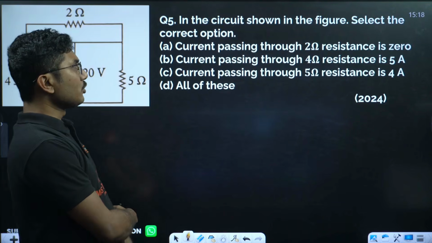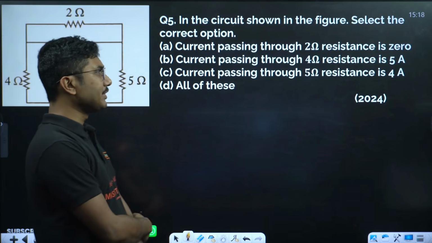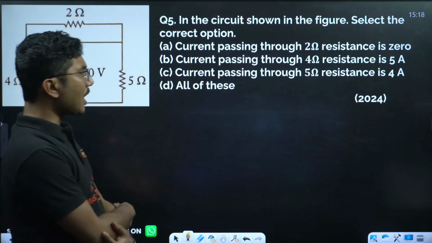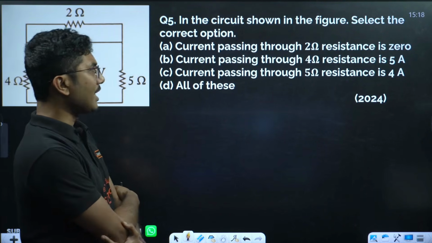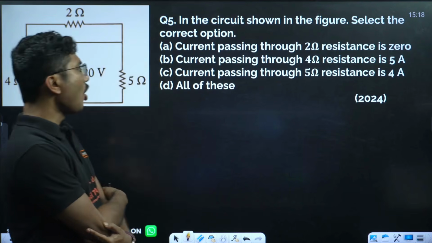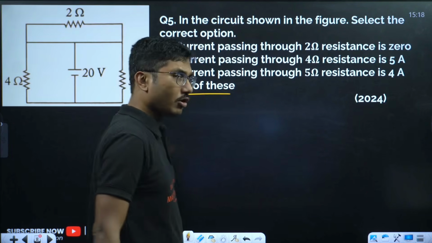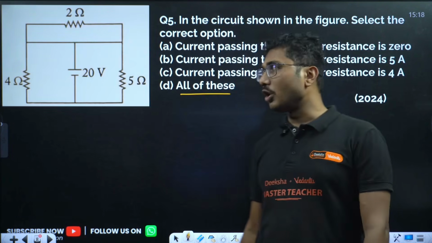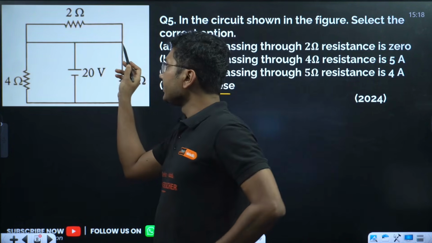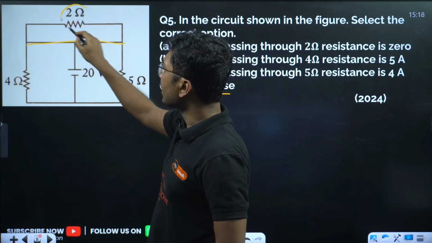In the circuit shown in the figure, select the correct option. Current passing through 2 ohm resistance is 0. Current passing through 4 ohm resistance is 5 ampere. Current passing through 5 ohm resistance is 4 ampere. All of these. So basically, because we have an option like all of these, we have to check all the options. First of all, we see that here we have a 0 resistance wire, so no current will be passing through this 2 ohm.